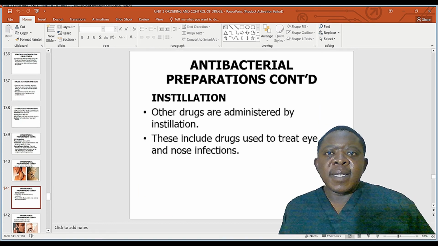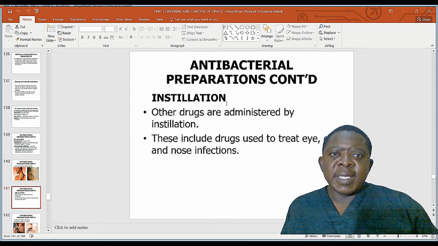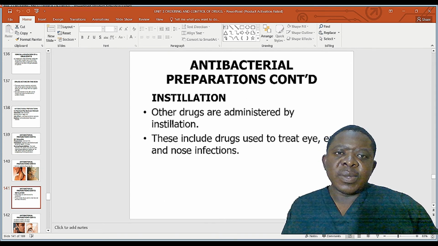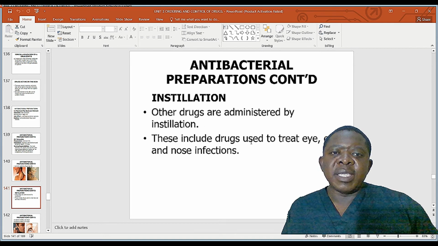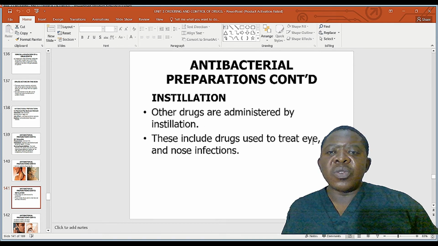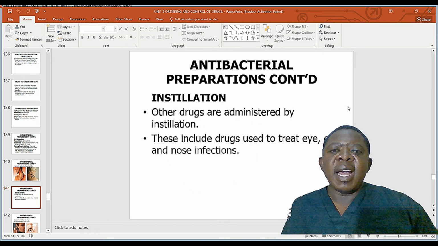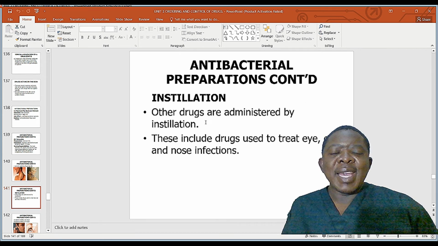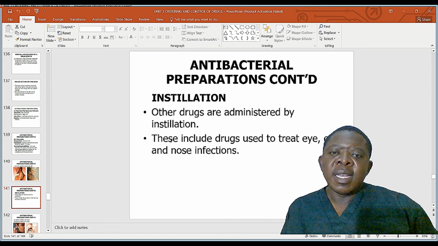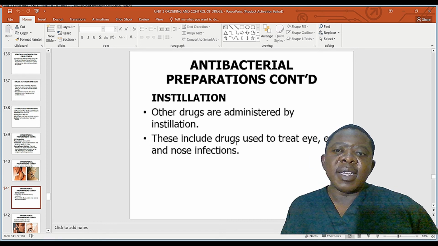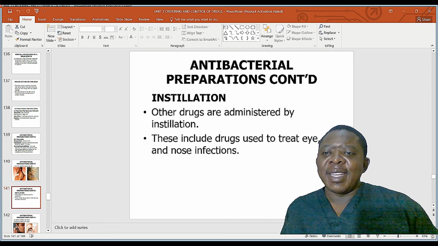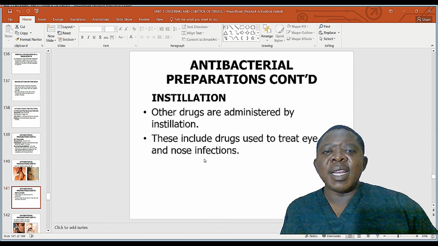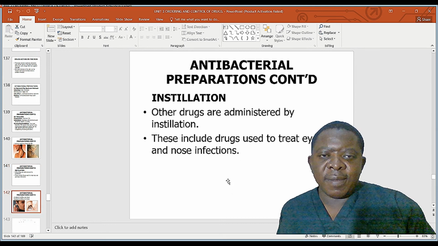Now let us talk about antibacterial preparations here for instillation. Okay, so other drugs are administered by instillation. These include drugs used to treat eye, ear, and nose infection, or drugs that are used in what we call ENT, which is a specialty. So these include drugs used in ophthalmology, those that are used for ear infection, and those that may be used for nose infection.